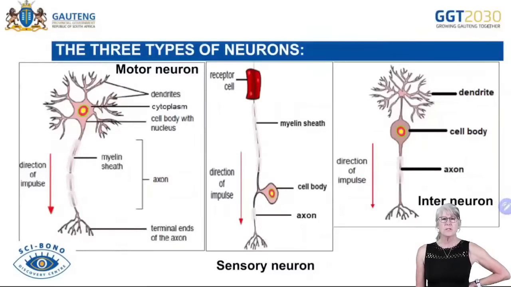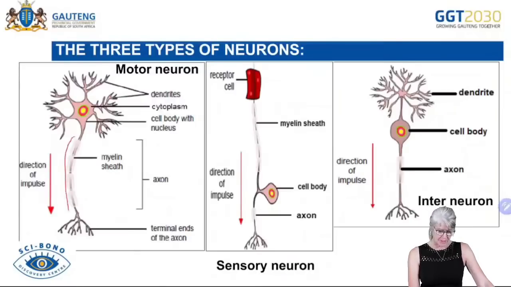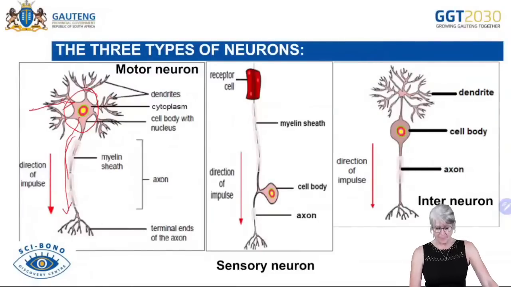All right, then let's have a look at the three types of neurons. As I said, we have a look at them in the context of how they function. So the first one is a motor neuron, and a motor neuron usually is a multipolar neuron, so it has several dendrites that enter the cell body, and then it has an axon that leaves the cell body. Okay, so remember, this is the cell body, and the direction of impulse is always from the dendrites into the cell body, and from the cell body out towards the terminal ends of the axon.